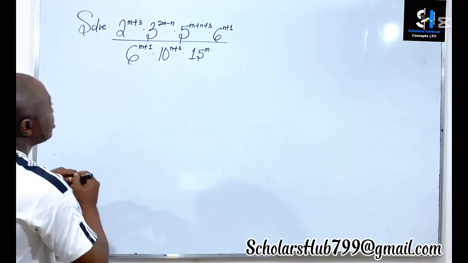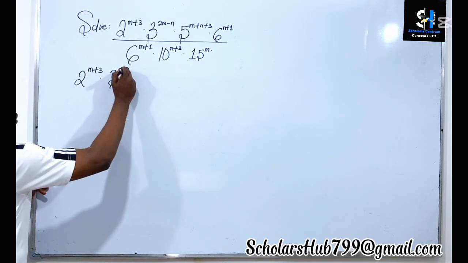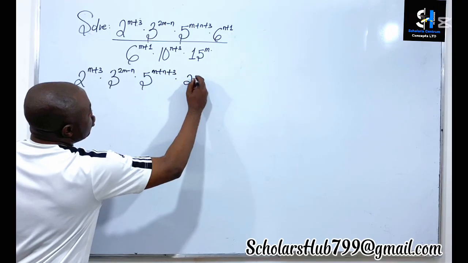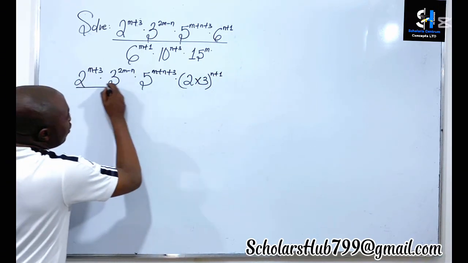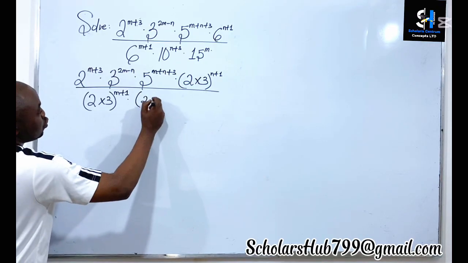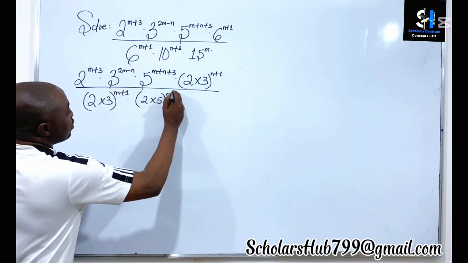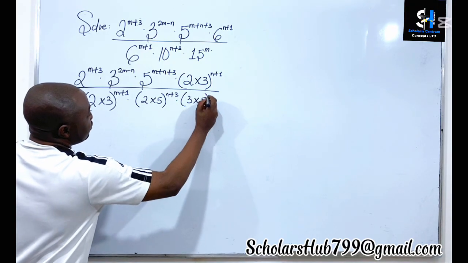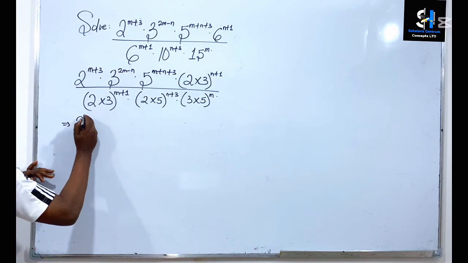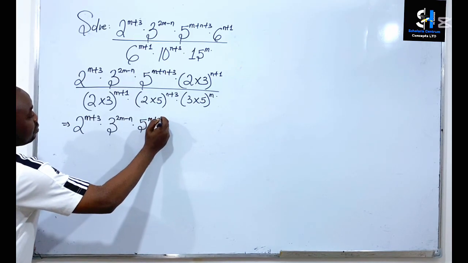So the first thing I'll do is write this again. That will be 2 exponent n plus 3 multiplied by 3 exponent 2n minus n, multiplied by 5 exponent n plus 3, multiplied by 2 times 3 raised to the power of n plus 1, all over 2 times 3 raised to the power of n plus 1. Then this will be 2 times 5, because 2 and 5 are prime factors, raised to the n plus 3, multiplied by 3 times 5 raised to the power of n, because 3 and 5 are also prime factors. So this will become 2 exponent n plus 3 multiplied by 3 exponent 2n minus n multiplied by 5 exponent n plus 3.